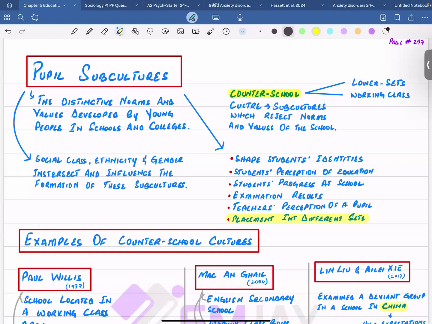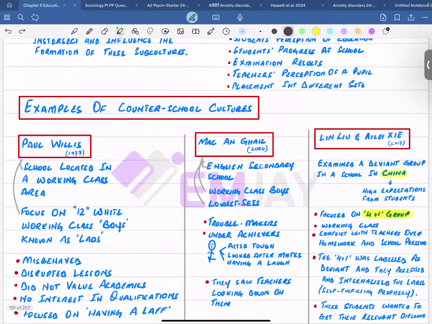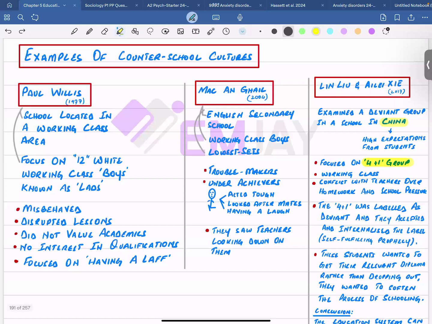When we talk about pupil subcultures, these pupil subcultures to quite an extent affect the particular set that you have been placed into as well. There are three different examples that I would like to bring to your knowledge over here. Amongst these three, the first one, the study that was conducted by Paul Willis, is a study that you have studied before and has been mentioned numerous times while covering this particular unit. And I'm sure for most of you, you have this at the back of your head.